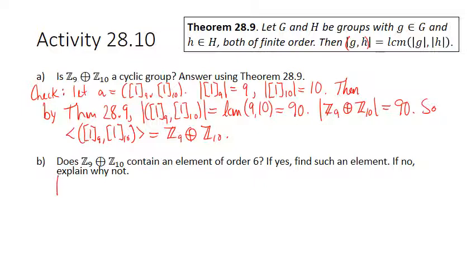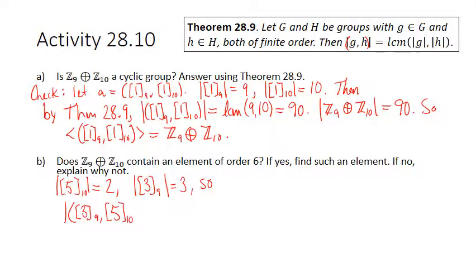So let me just state that. The order of 5 in Z10 is 2, and then the order of 3 in Z9 is 3. So the order of this element, (3, 5) with 3 from Z9 and 5 from Z10, will be the LCM of 2 and 3, which is 6. Okay.